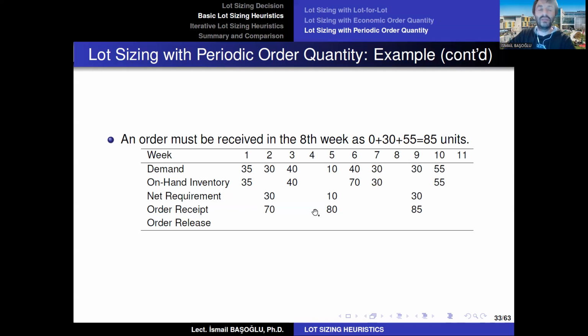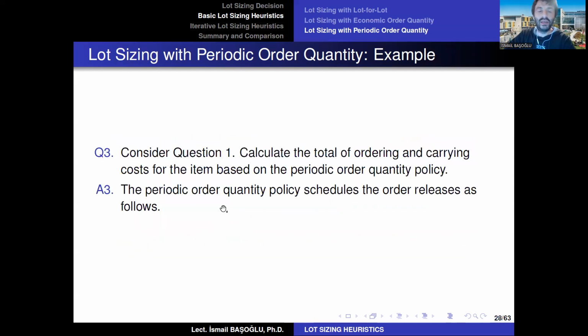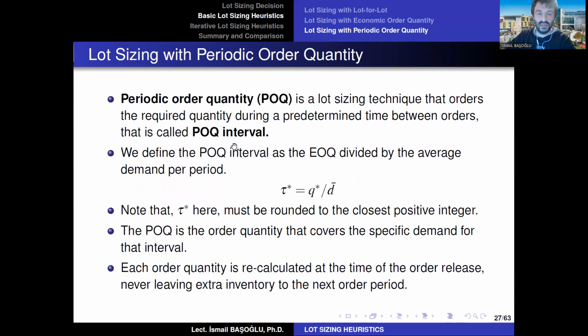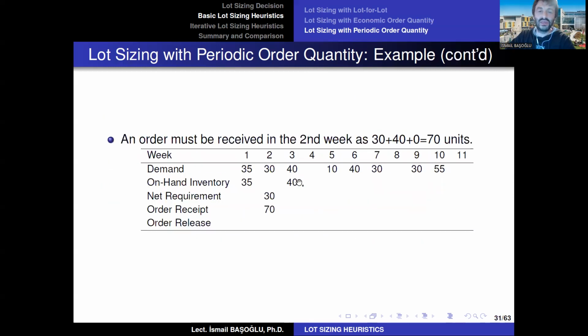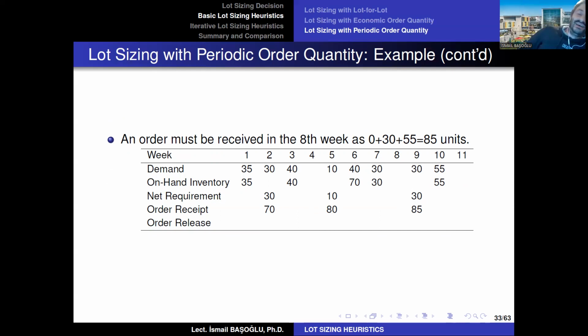So please do not think that whenever you apply this periodic order quantity interval, you will always be planning a receipt at every following 3 weeks. I mean, it is not sensible, right? If you have 0 net requirement here, why should you consider receiving any inventory, right?